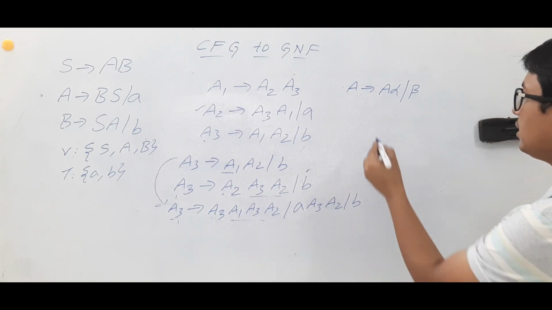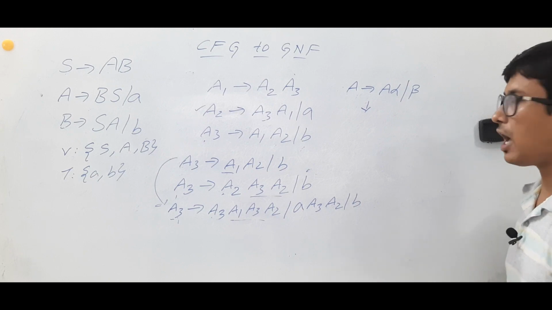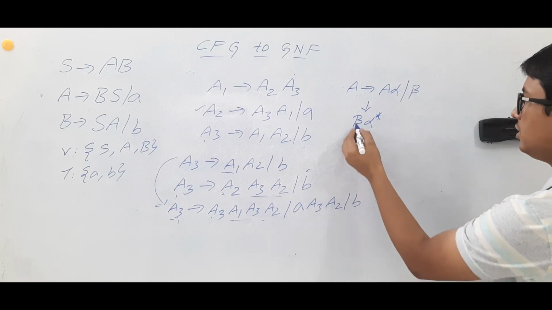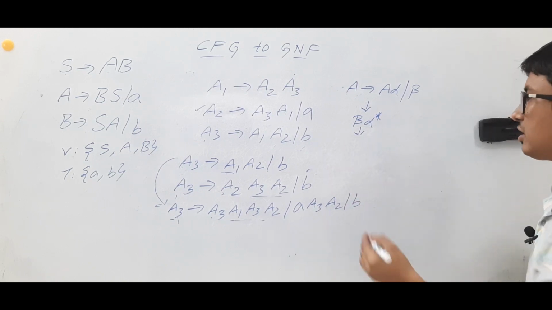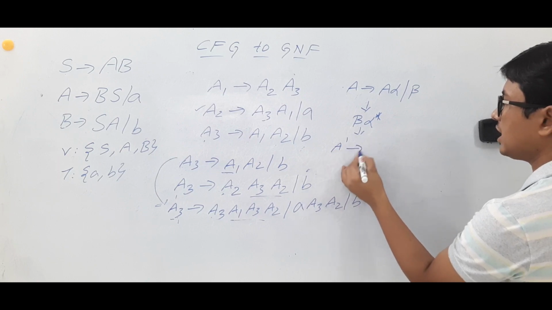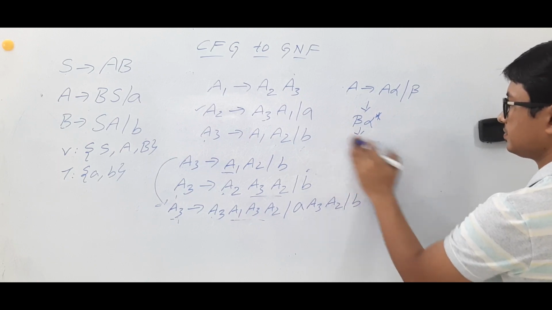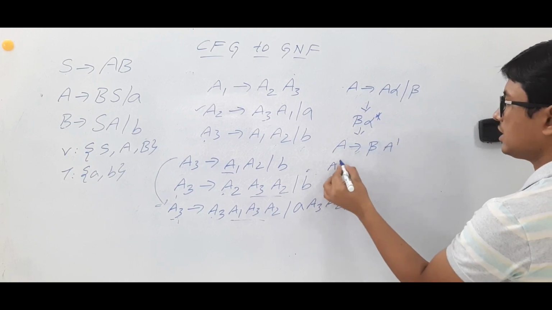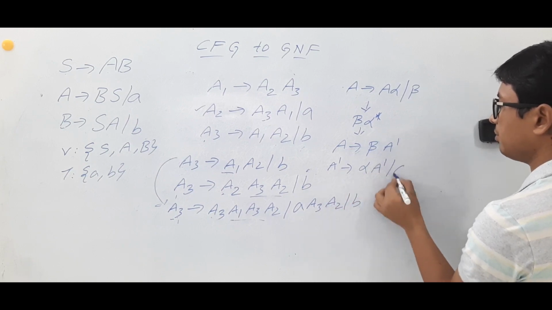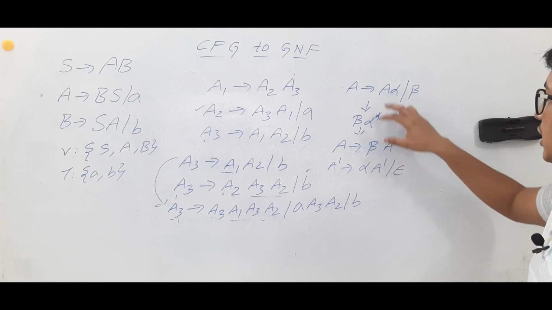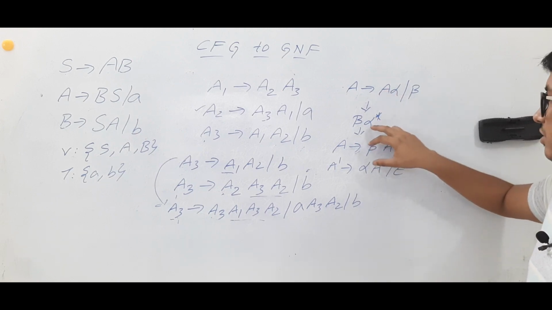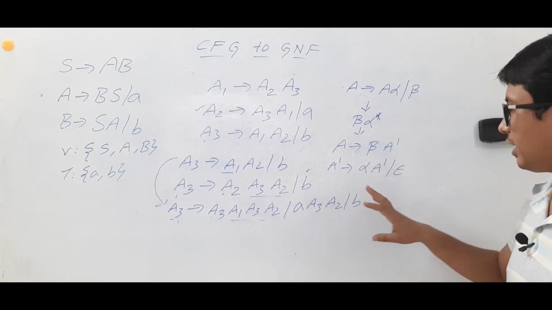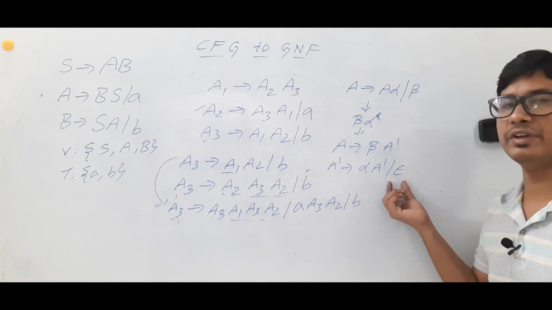This grammar will generate strings in the form of beta alpha dash. So if I convert it into a non-left-recursive grammar, I will get A determines beta A dash, and A dash determines alpha A dash or epsilon. This is the equivalent form of this grammar, because even this grammar generates strings in the form of beta alpha dash. In the last video I discussed this. Now you see that it has an epsilon production.